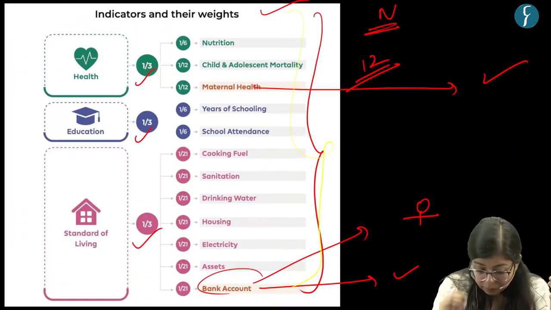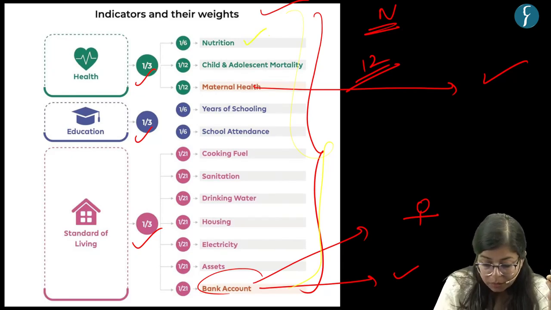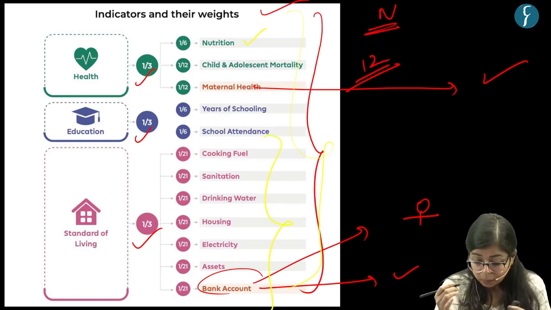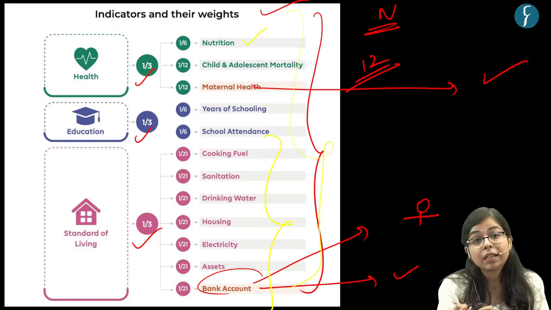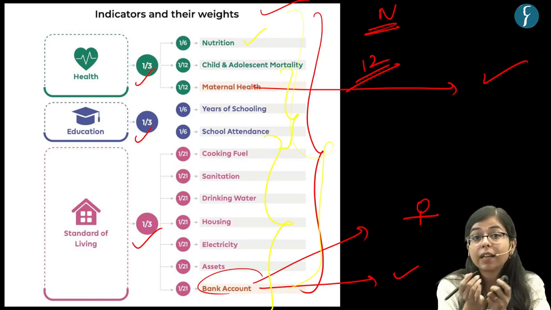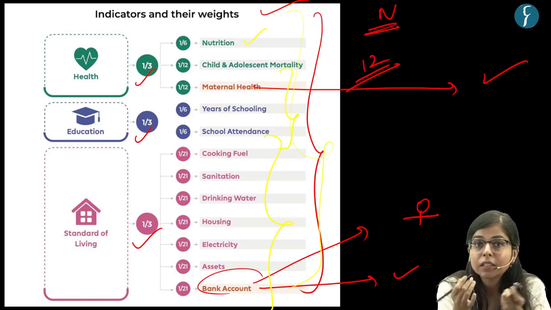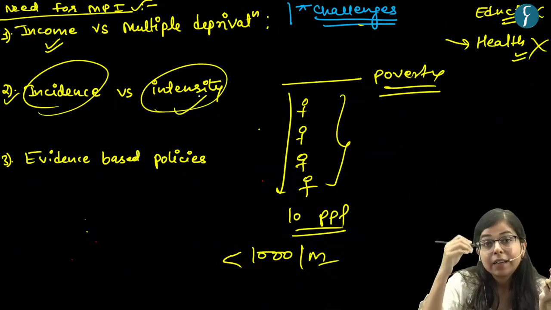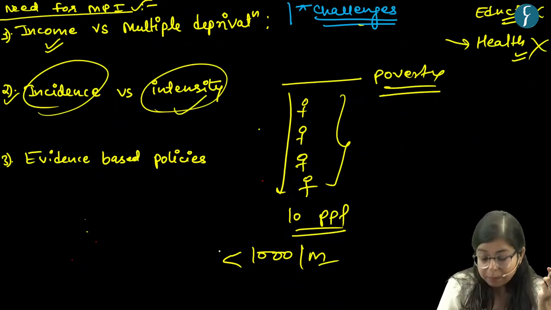Maybe there is a group of people who are able to meet their nutritional need, but they are not able to meet their standard of living. And there are other kinds of people who are able to meet some standard of living, but they are not able to meet other facilities which are available in their neighborhood, or in their society. So this kind of estimate tells the intensity of poverty among these people, right?